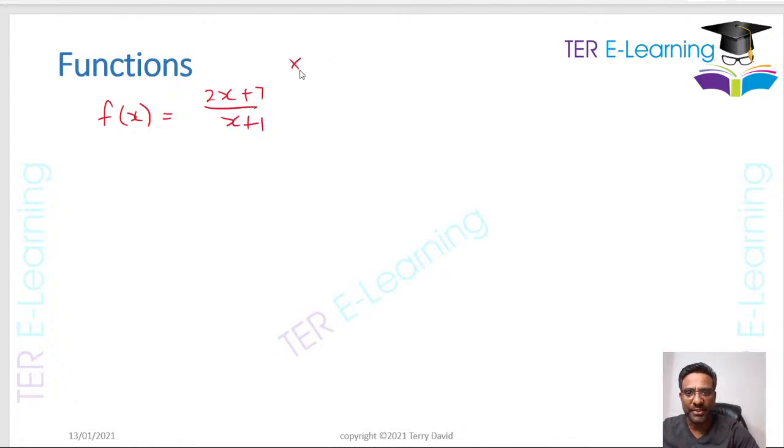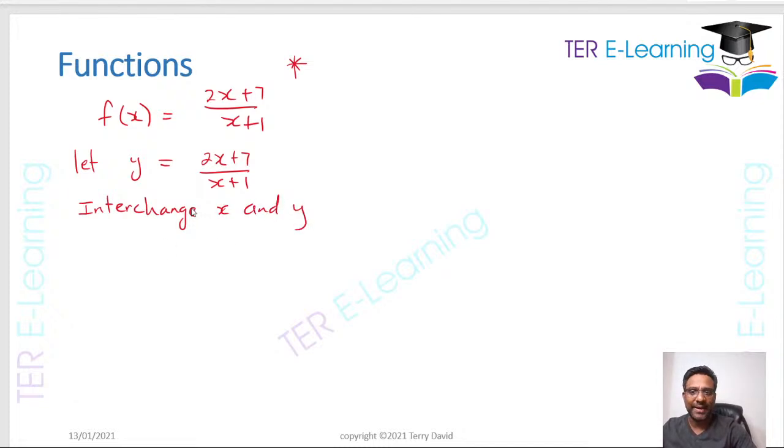Now pay attention to this. If you do get a question like this in the exam, you are going to have to do some factorizing while you're finding the inverse. So we follow the same steps like we did before. We let y equal 2x plus 7 over x plus 1. Next, we're going to interchange x and y. If you've never seen these steps before, this is how we find the inverse. So we're going to interchange x and y.